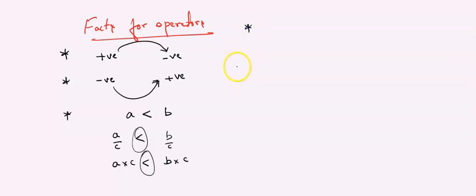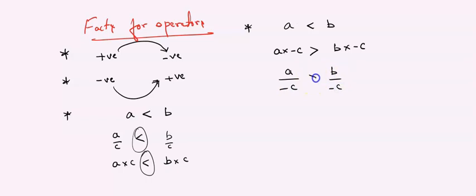And the fourth property is, if each term of an inequation is multiplied or divided by the same negative number, then the sign of the inequality is reversed. Let us take A is less than B. Now if I am multiplying A with minus C and multiplying B with minus C, then what happens? The sign will get reversed. Similarly, A by minus C, B by minus C, the sign will get reversed. Instead of less than, it becomes greater than.